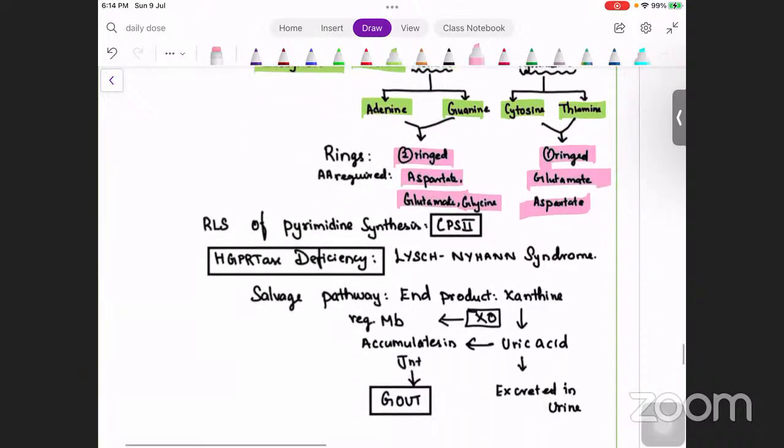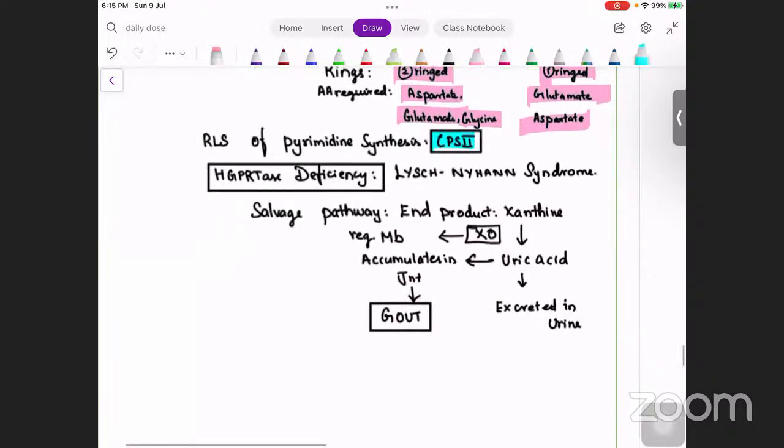And what is the rate limiting enzyme of pyrimidine synthesis? It is CPS2. Apart from that, you have HGPRTase deficiency, which could result in Lesch-Nyhan syndrome, where you see self-mutilation and gout. In the salvage pathway, the end product is xanthine. Xanthine is converted into uric acid, and uric acid is excreted in the urine. Excessive uric acid may accumulate in the joints and produce gout.